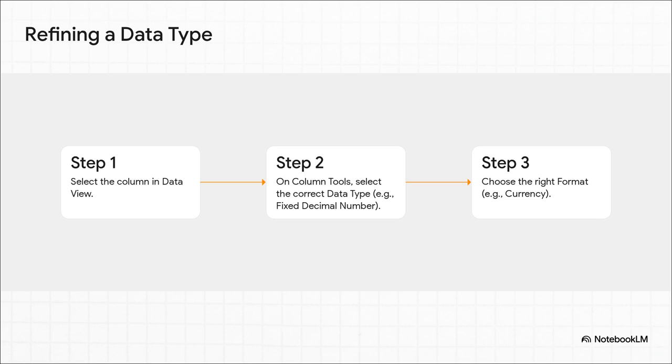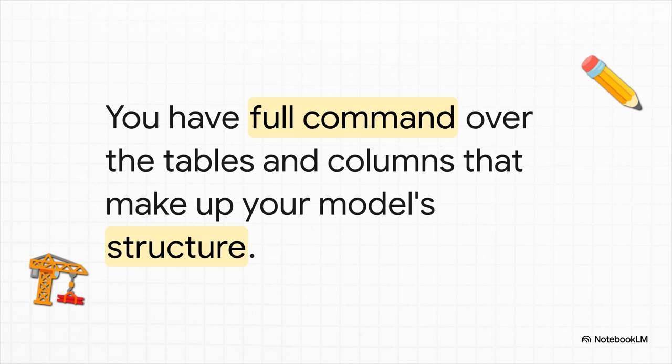You just select that column, pop over to the Column Tools tab, and you tell Power BI, hey, this isn't just a number, it's a fixed decimal number. Then you set the format to currency. Just like that, your data actually has some meaning. So fixing data types is key, but your control goes way deeper than that.